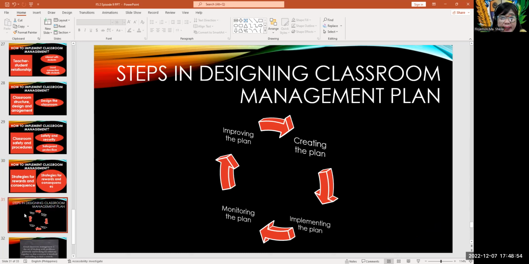Now, what are the steps in designing a classroom management plan? First you create the plan, then you implement the plan, monitor the plan, and improve the plan. After creating the plan, you have to make sure that you implement it, because when you do not implement it, students will not believe in your management plan. Then you monitor the plan to see if it is effective. Then if there is something to be improved, you have to identify what part of your management plan should be improved.